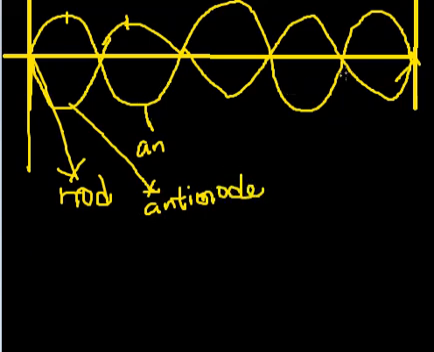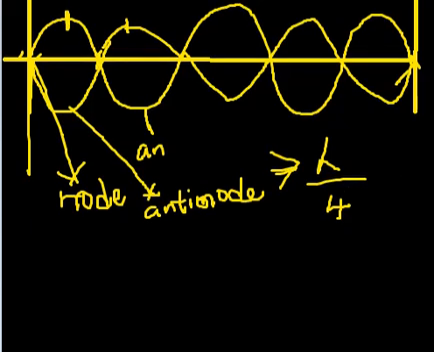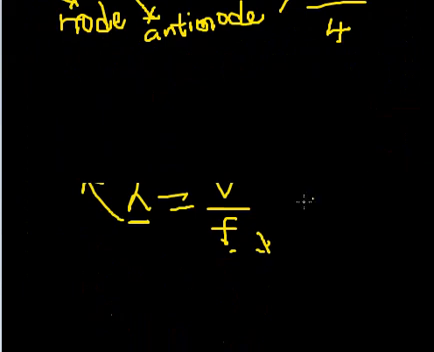If I illustrate the distance from the node to the antinode, as you can see, this is the node and this is the antinode, and we know that this is 90 degrees, which is a quarter wavelength. So the distance from the node to the antinode is always a quarter wavelength, one wavelength divided by 4. This is half wavelength and this is quarter wavelength. Please take note of that as we now go to the equation.